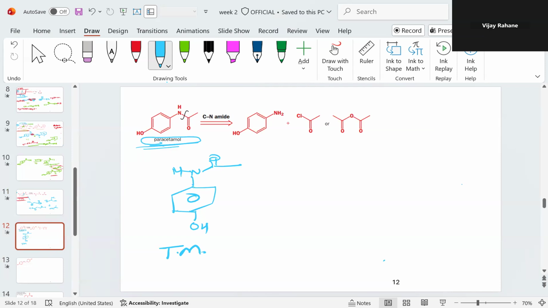TM, I will just draw the short form. This is the target molecule, and how can this molecule be synthesized? So if I just do the retrosynthetic analysis, which bond can we cleave? Can anyone tell me?